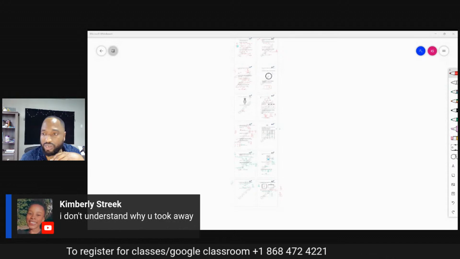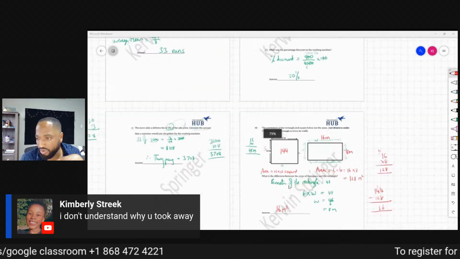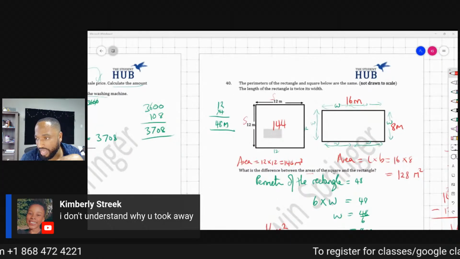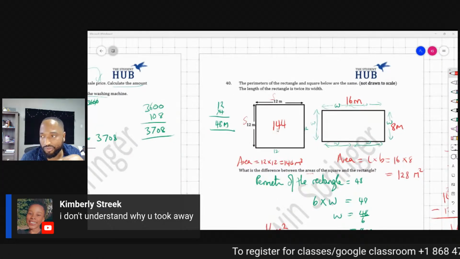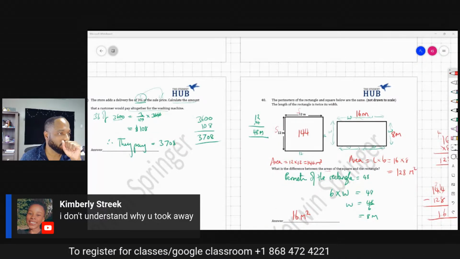They don't understand why I took away. Oh, they want the difference between the areas of the square and the rectangle. So the area of the square is 144. The area of the rectangle is 128. So I need to subtract the two.